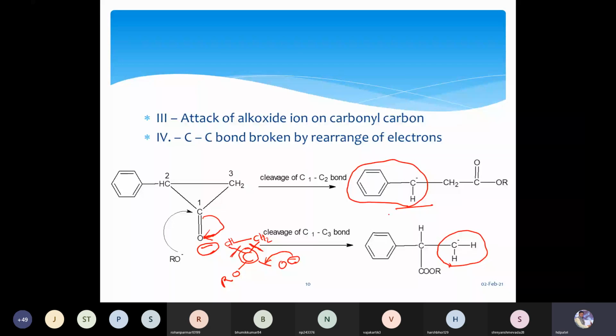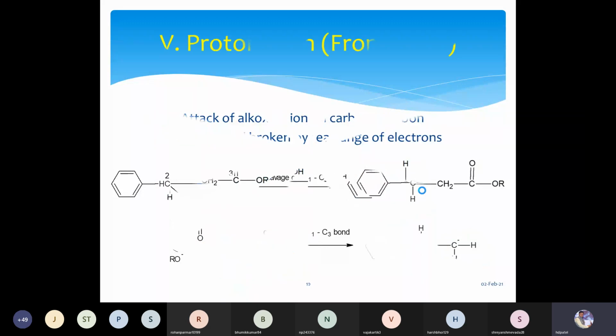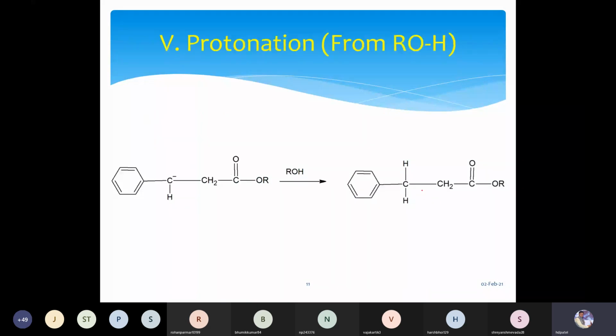So in the beginning, I asked a question, and you answered that this one, called benzyl carbanion, is more stable as compared to the methylene carbanion, and that's why the final product will be based on this. Based on this means the final product will be in this form, based on this benzyl carbanion. What happened now? ROH. Now the question is, from where are we getting ROH?